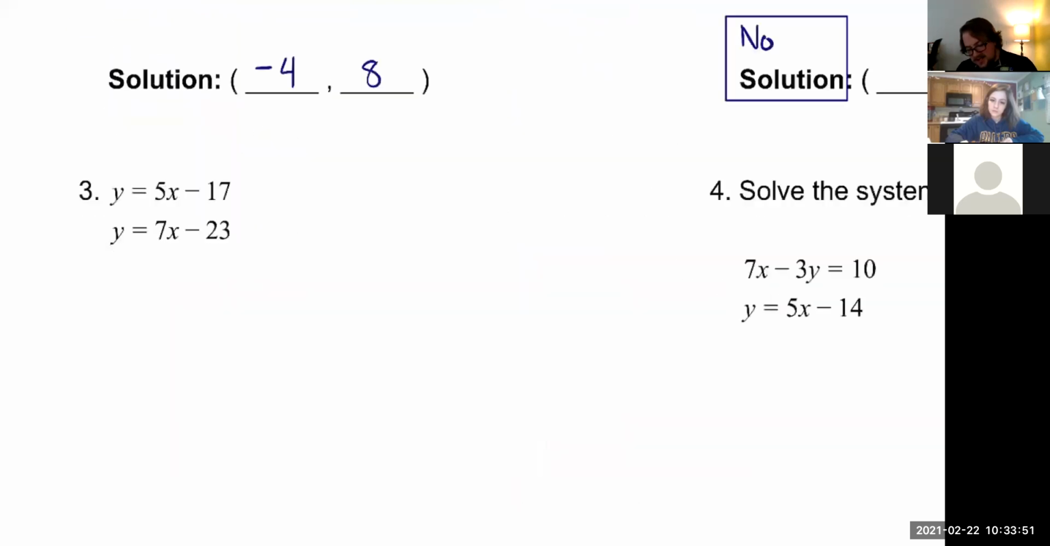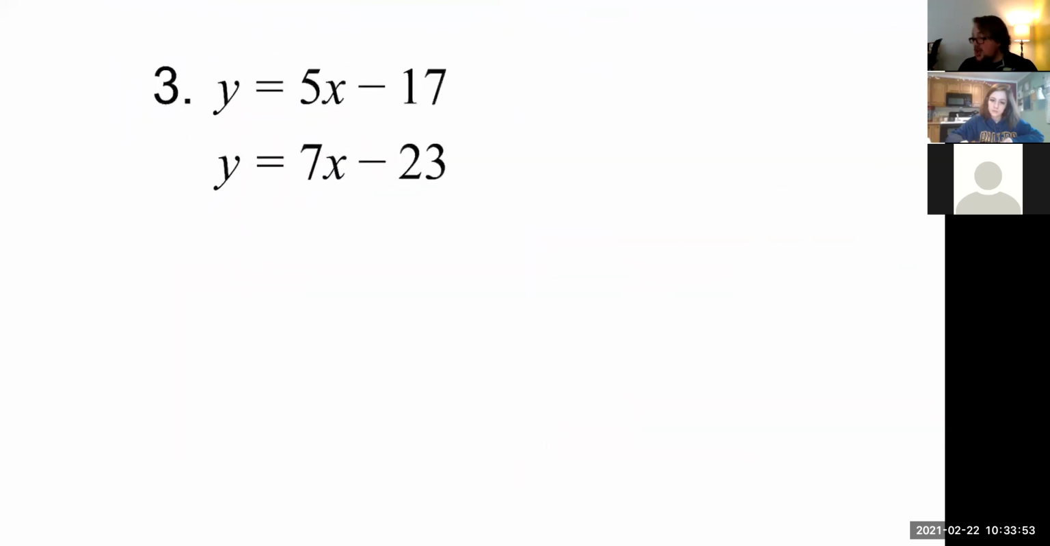Third one here, I like to throw this one in here because it throws people off. Any ideas why? Because they're both in slope-intercept form. Lena said both the y's are by themselves. So at this point, some students are really tempted. They want to graph. But what have I not provided you? I haven't provided you the coordinate plane for the graphing.